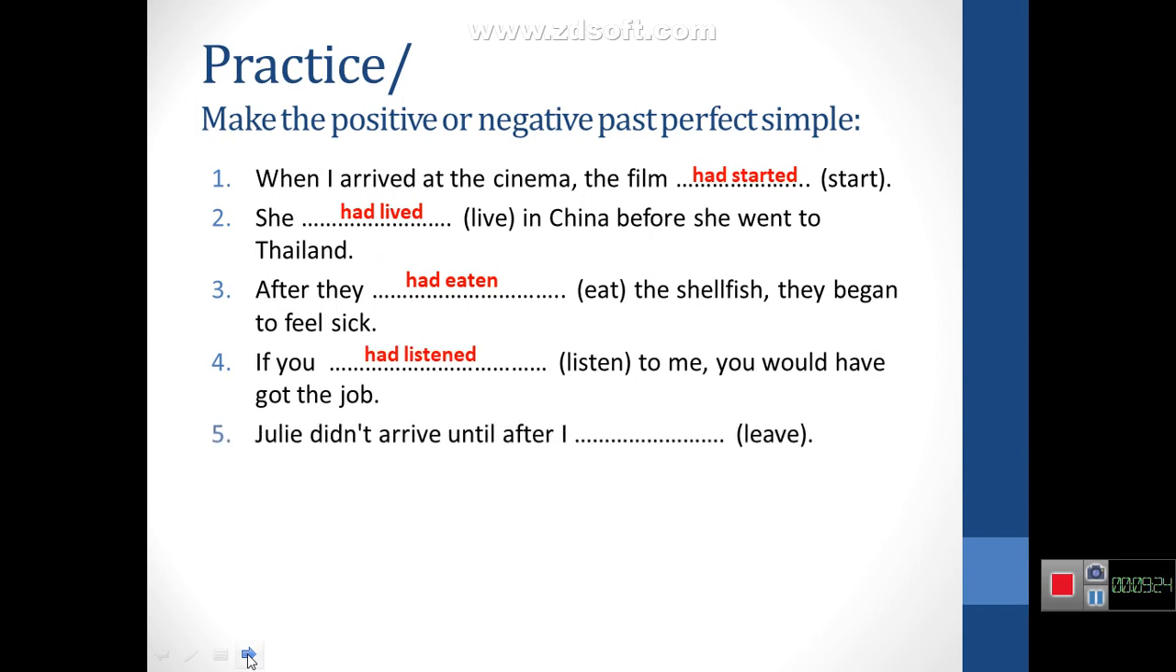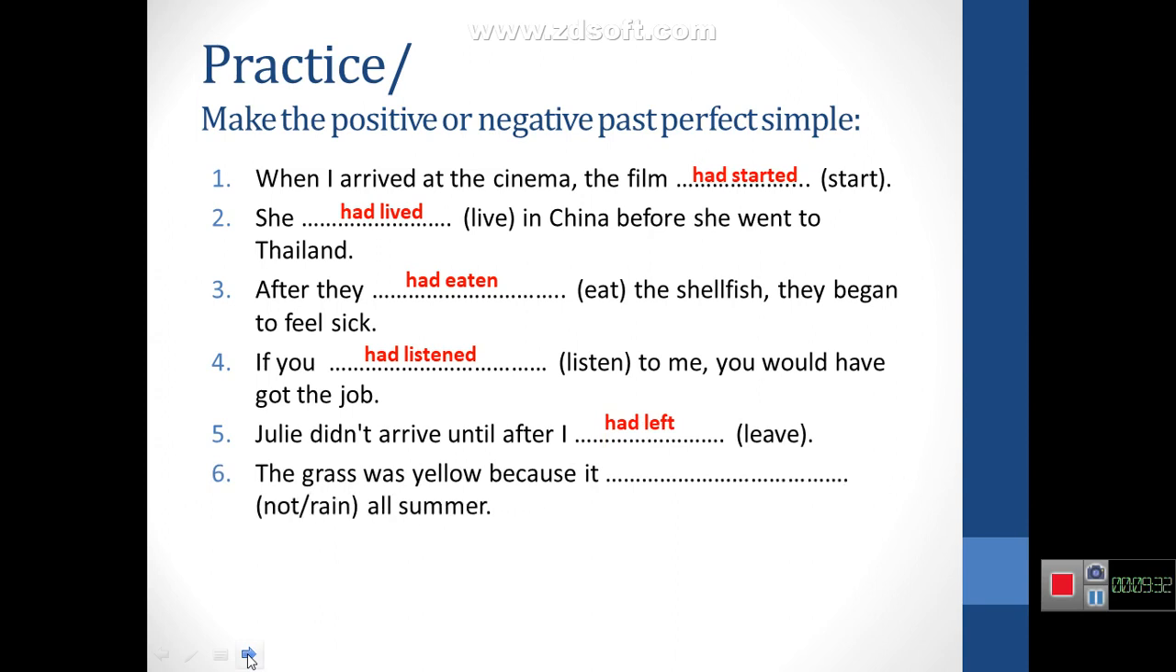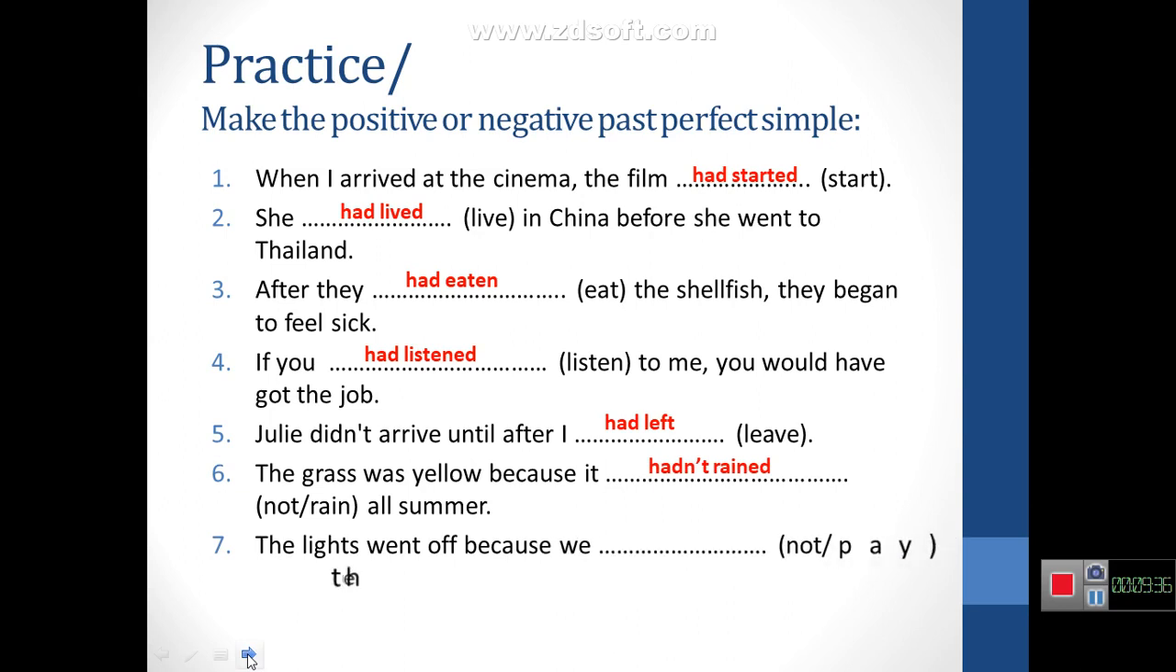If you had listened to me, you would have got the job. Julia didn't arrive after I had left. The grass was yellow because it hadn't rained all the summer. The lights went off. Why?